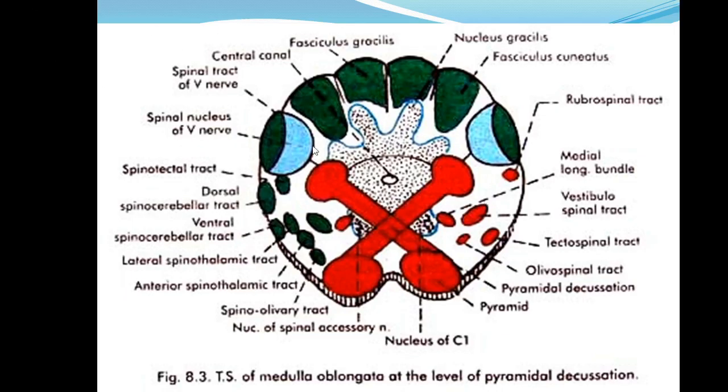In this diagrammatic transverse section, you can see the fibers of the pyramid cross to the opposite side, forming the lateral corticospinal tract. The rest of the tracts, as you can see over here, remain the same.